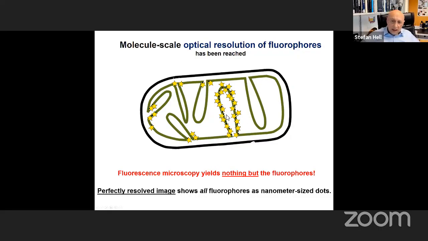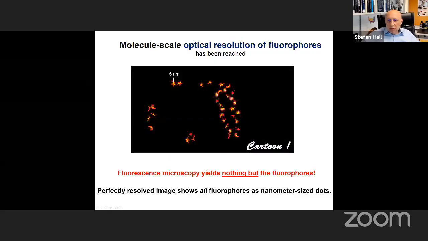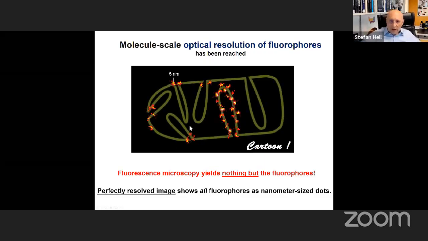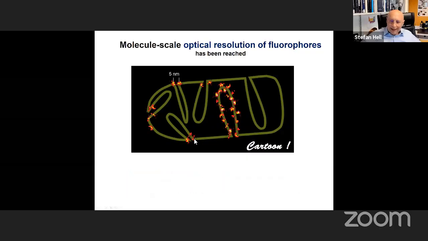So if you put the molecules here, you may see more, of course, and then the image will look like this. But again, you don't know what's going on here or here or here, because there's no label. So this is something that has to be very clear. One must not confuse the optical resolution, which is now at the molecular limit, with the possibility to see something, because seeing all these structures requires the labeling.